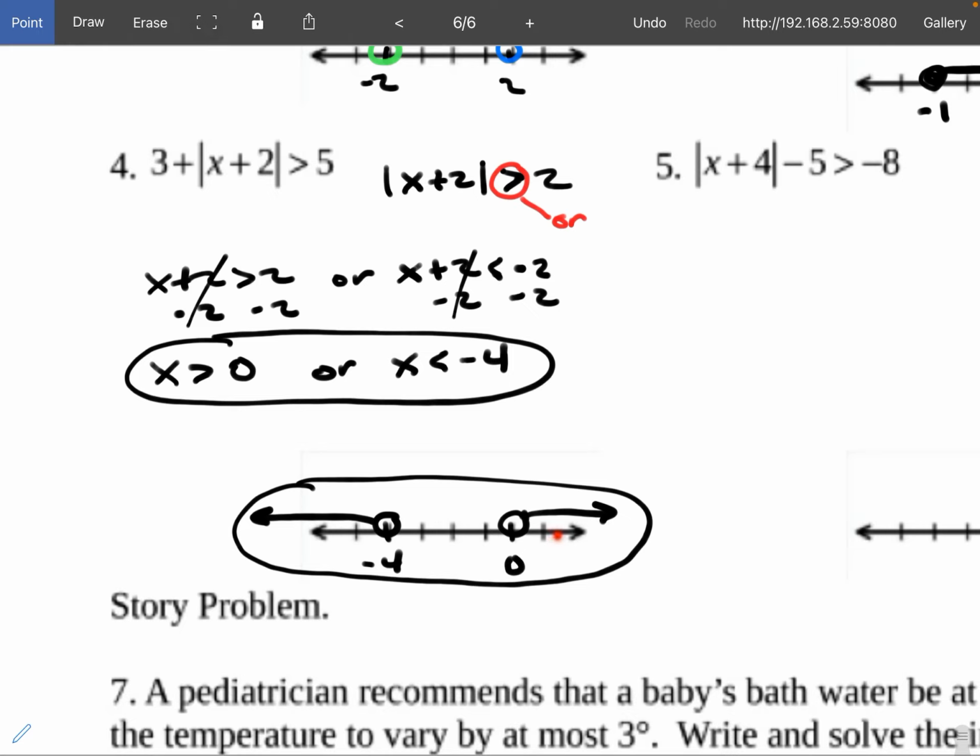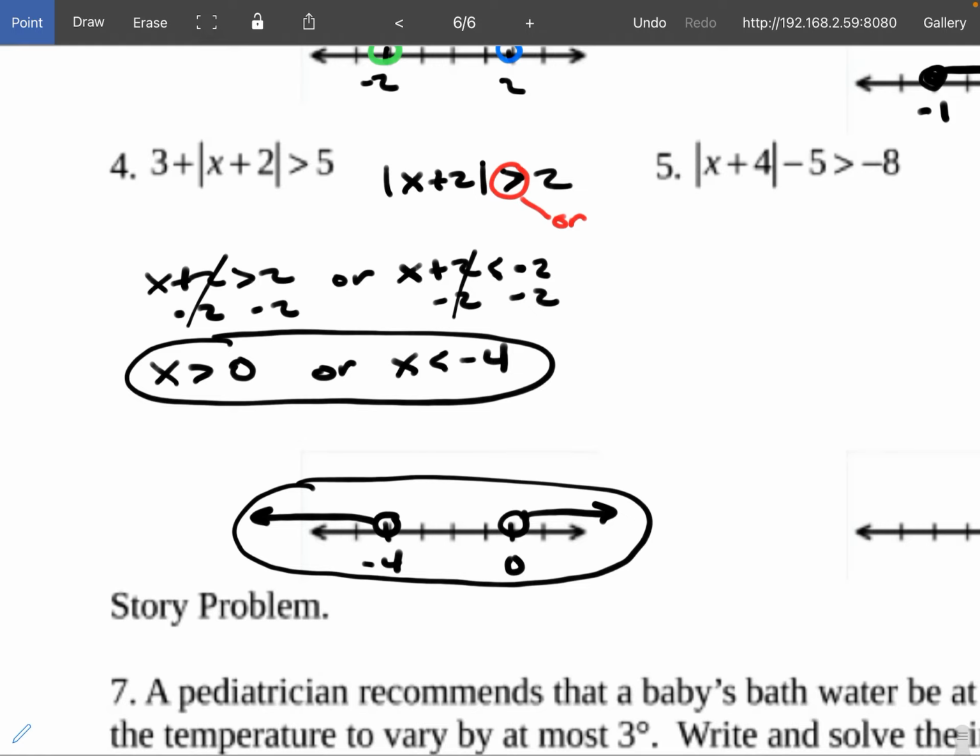So let's do a check on this one real quick. If we want to do a check on here, somebody give me a number in the shaded region. 1. 1 would be in this shaded region right here to the right. So 1, we're going to take that and put it in the original inequality right here.